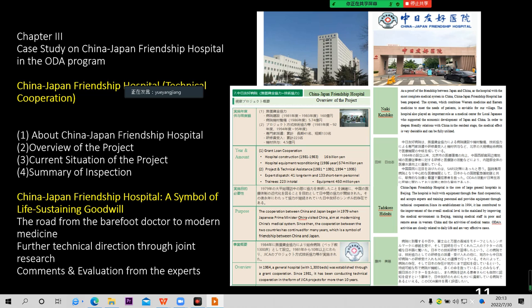And here comes to my important part for chapter 3. That's a case study on China-Japan Friendship Hospitals in the ODA program. So the China-Japan Friendship Hospital program, that's the technical cooperation type of ODA. Japan built this hospital to China in 1981. From 1981 to 1983, spent over 16 billion Japanese yens and also tons of equipment. And finally, this hospitals helps thousands and millions Chinese patients get rid of illness and poverty.